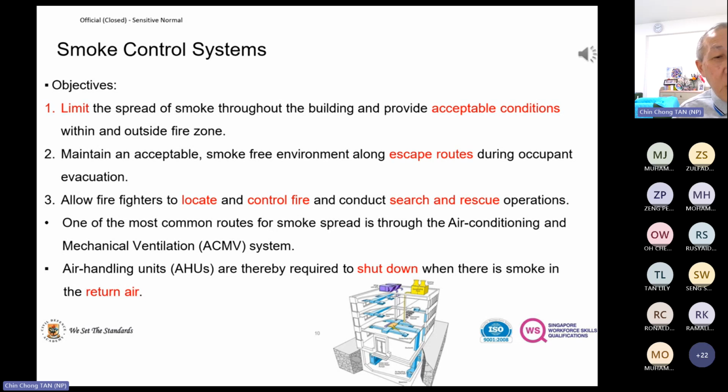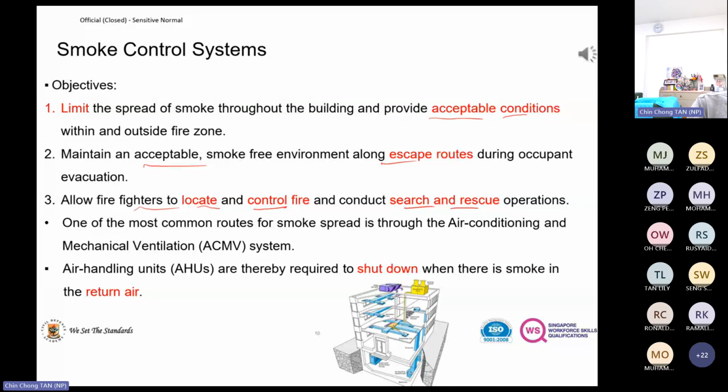So now we talk about the smoke control system. We limit the spread of smoke. We cannot prevent it entirely, but we can provide acceptable conditions. It means fair conditions for people to run away. So we want to maintain acceptable conditions along the escape routes, later on I'll show you what the conditions are, and also allow firefighters to locate and control the fire and, more importantly, to search and rescue. People may be trapped and so on.